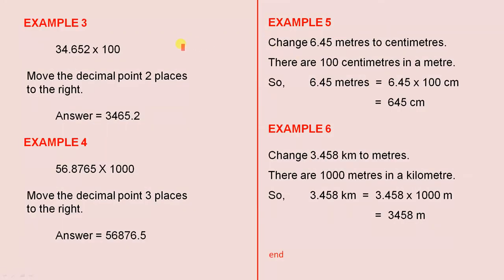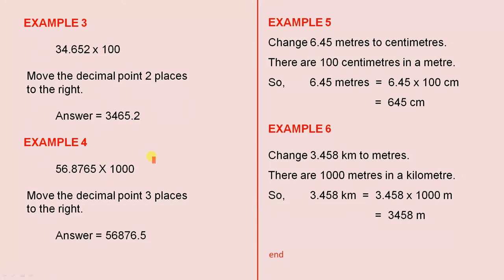Example 3, 34.652 multiplied by 100. Since we're multiplying by 100, move the decimal point two places to the right. So the decimal point is here. If you move it 1, 2, it ends up between the 5 and the 2. So the answer is now 3,465.2.